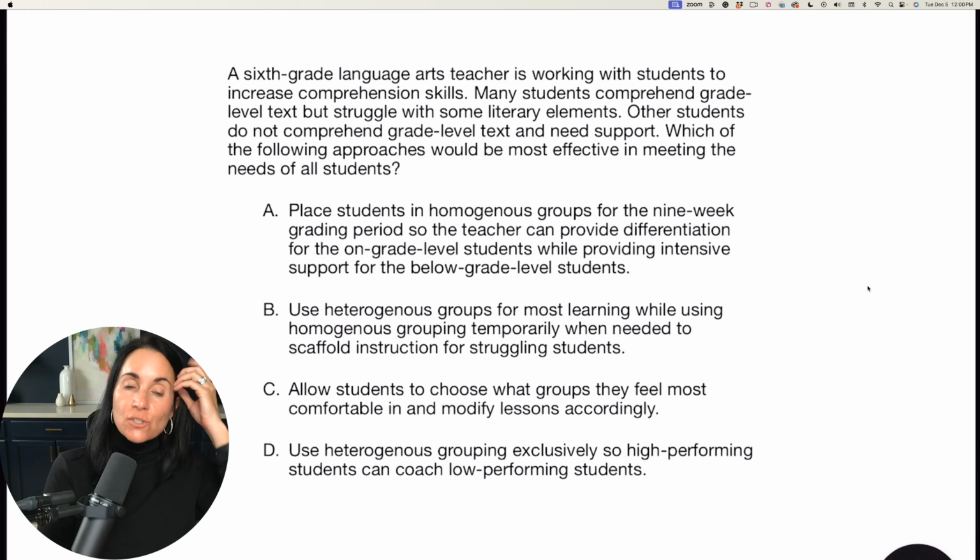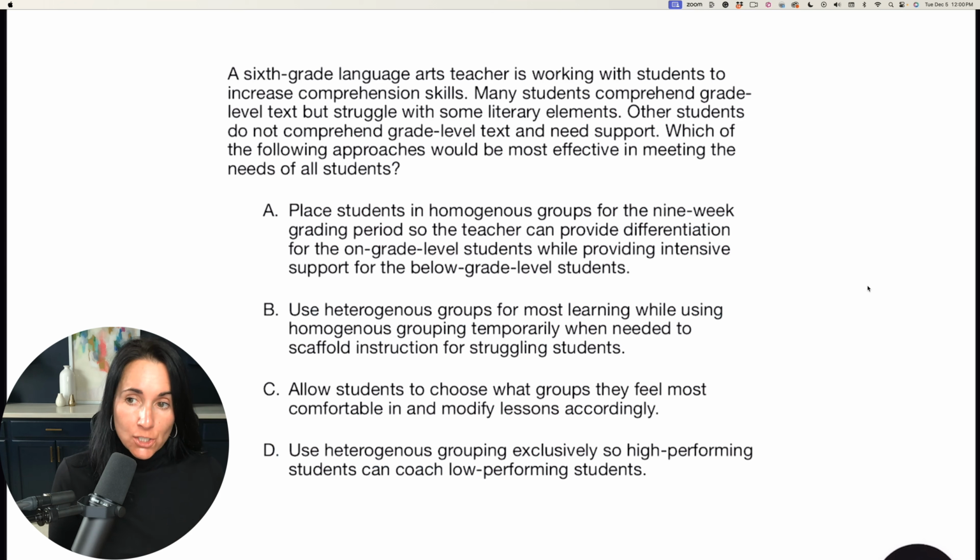So let's hop over to my presentation so I can show you that now. Okay, so this is a test question that I wrote, but you'll see questions similar to this on your exams, depending on the exam. This could be on the PLT, this could be on the Praxis teaching reading, really any teacher certification exam might touch on this particular topic.